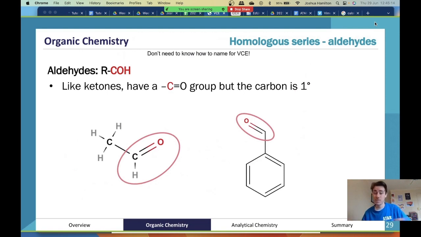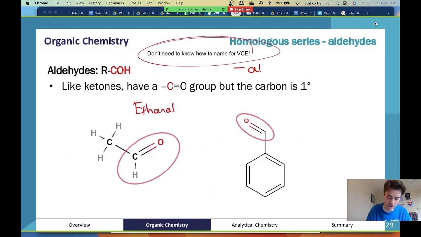Aldehydes are really, really useful. And we'll discuss why in a little bit, but they are primary. They end in -al, so you might have pentanal, or in this case here, you've got ethanal. So in this case here, this molecule is ethanal. Usually you don't need to number these ones because it's always on the end and they're usually by themselves. So you don't need to bother numbering them. But if in some complex case you've got something else there, you're going to have to do some numbering. But don't worry, it usually doesn't need numbering. But as I said, you don't need to know how to name them for VCE. But just a cool fact.